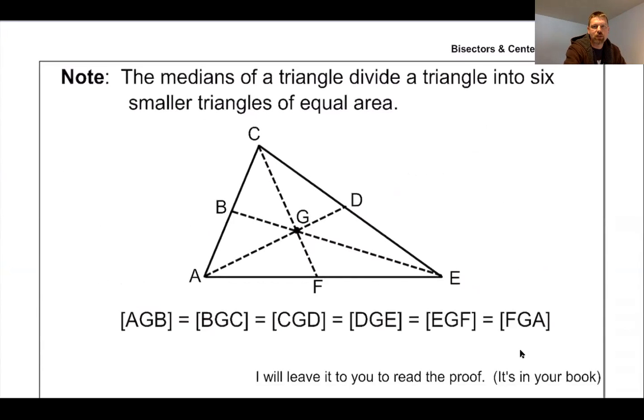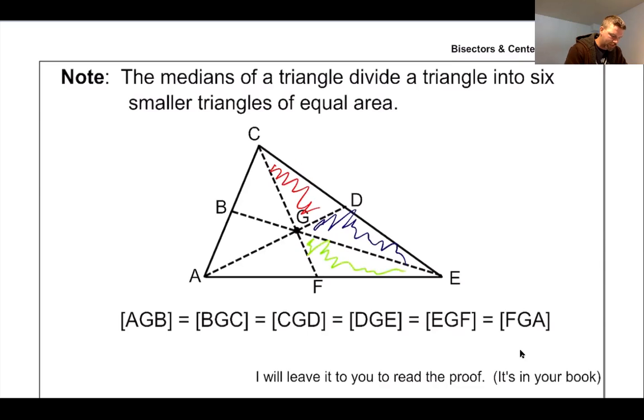Note, the medians of a triangle divide a triangle into smaller triangles of equal area. So one of the things, because it's a balancing point, all of these different triangles here are going to have the same area. If they had a different amount of area, they'd have different mass, which means one side would be heavier than the others and it wouldn't balance. So all of those have equal area.